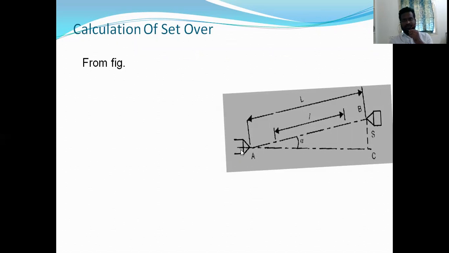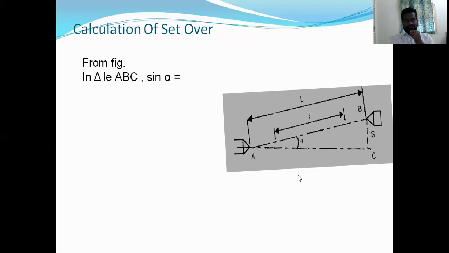So these are the two centers. This is the tailstock end, and this is the headstock. This is our workpiece axis, and this is the headstock spindle axis. This is the workpiece axis, and this is the spindle axis. So the distance between the tailstock axis and the spindle axis is called S, that is set over, and this is the total length of the workpiece, capital L, and this is the length of the taper, and this is the inclination angle alpha.